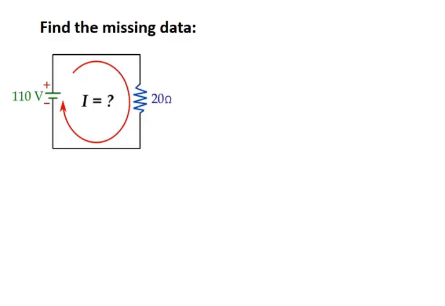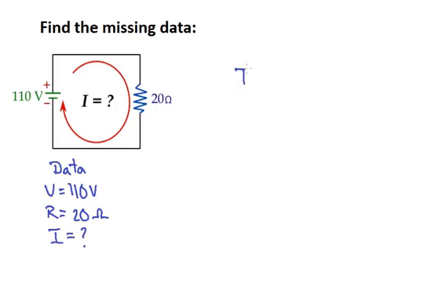Ok, physics again. In this case we're going to look in the circuits for which data is missing. So let's first list the data that we have. We know the voltage, which is 110 volts. We know the resistance, which is 20 ohms. We're looking for the current.